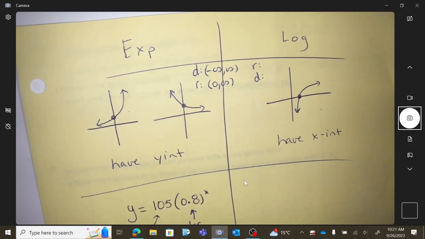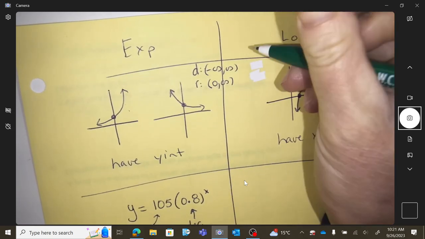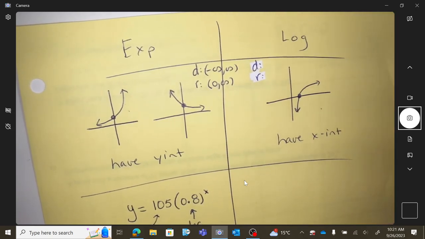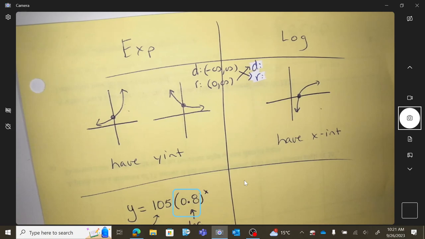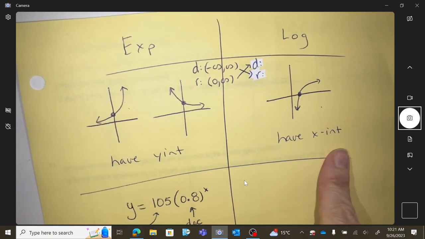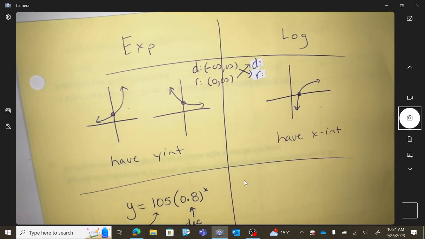Sorry. What's the domain? What's the range on this one? Did you remember that they just switch, right? Everything's switching because this one had a y-intercept. Now this one has an x-intercept. They switched. The domain is the range of that. The range is the domain of that. Okay, so general characteristics.